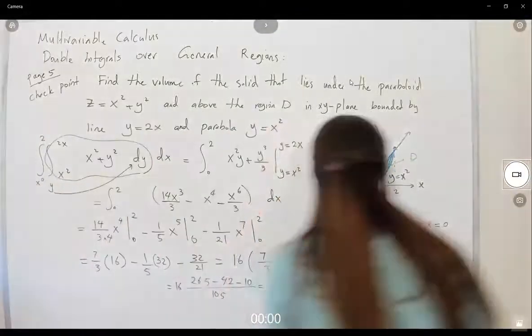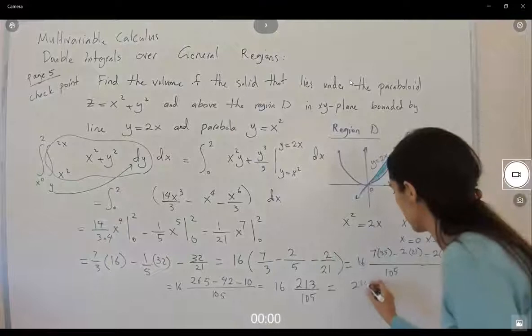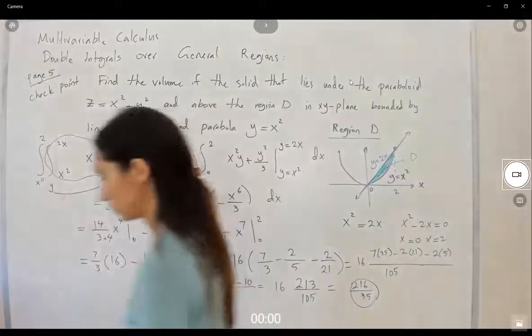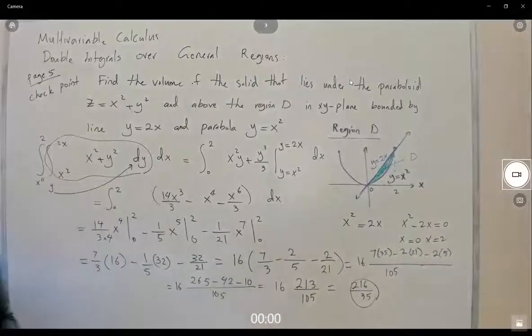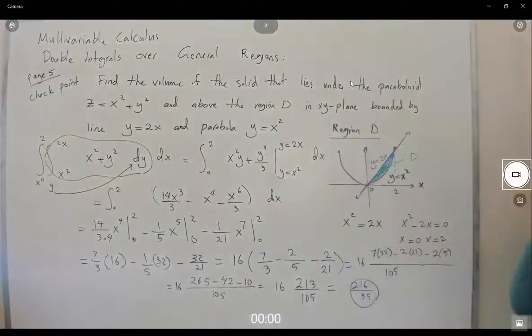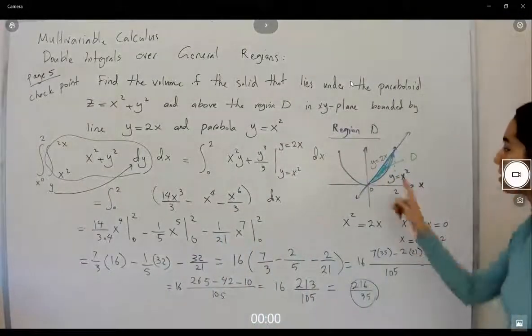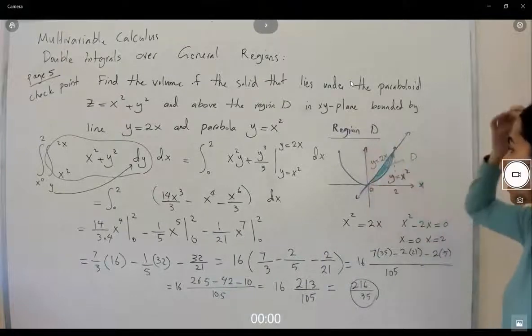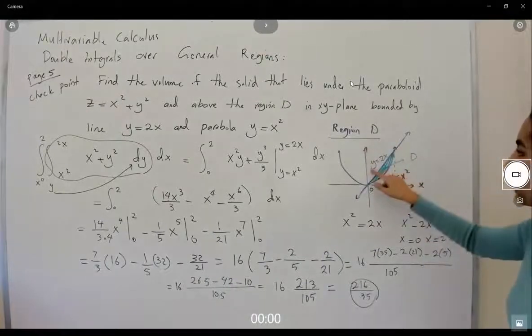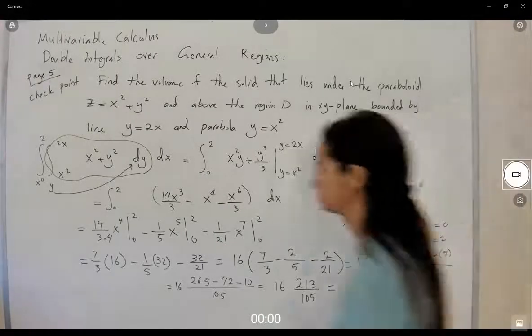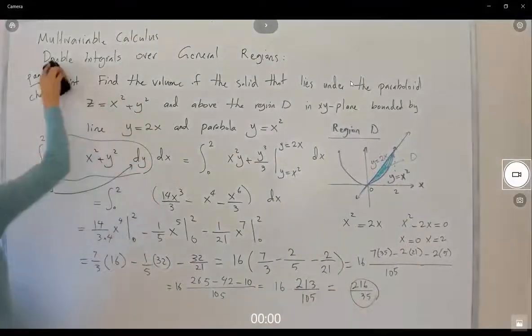This is equal to 216 over 35. Remember that in this case, you can switch the order of integration. In this case, you get your y ranges between 0 to 2 and your x ranges between y divided by 2 and square root of y. So you could do that as well.